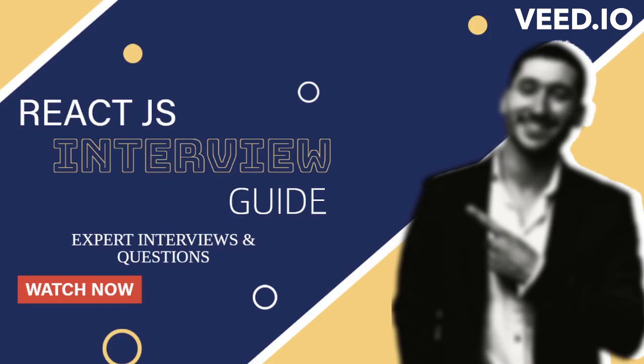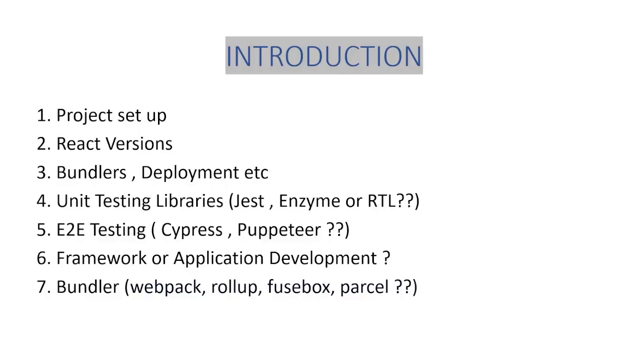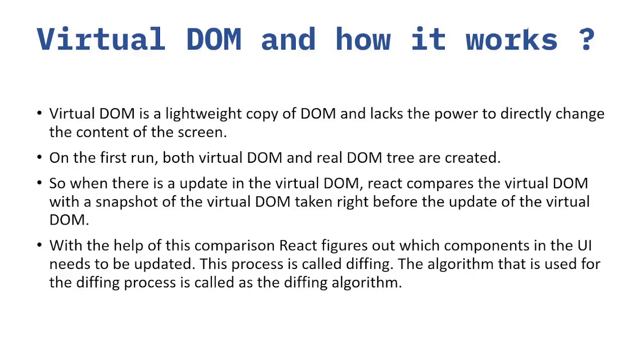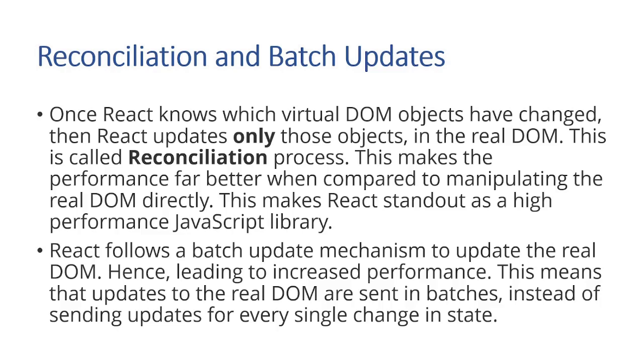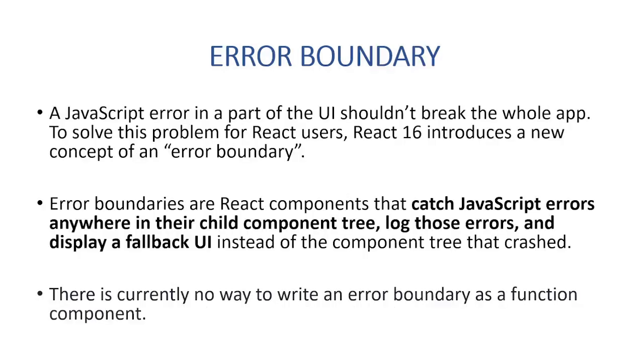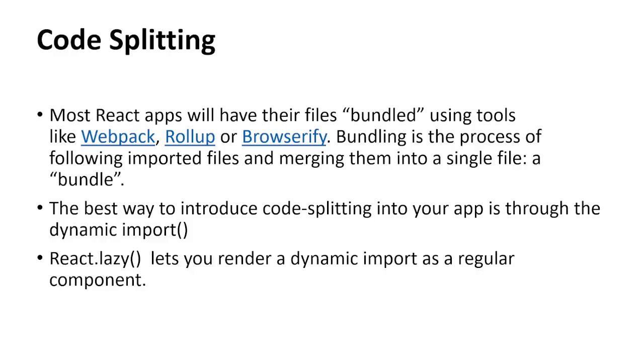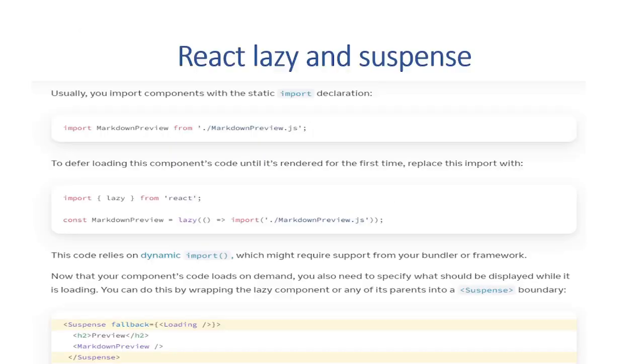So let's have a quick recap of part 1. In part 1 we discussed what introduction questions a candidate can expect in a React.js interview. We discussed a few React.js core features like virtual DOM, error boundary, code splitting, how virtual DOM works, what is the diffing algorithm in virtual DOM, what is the reconciliation process, what is error boundary, how to create an error boundary, how is code splitting done in React using lazy and suspense.